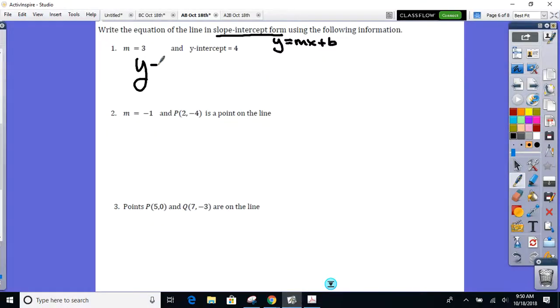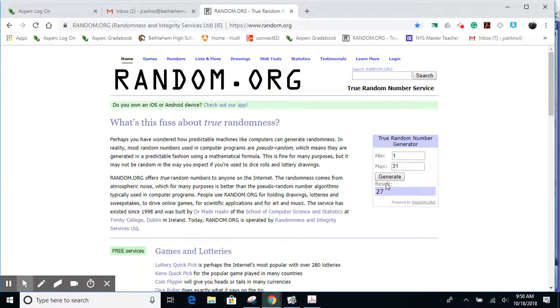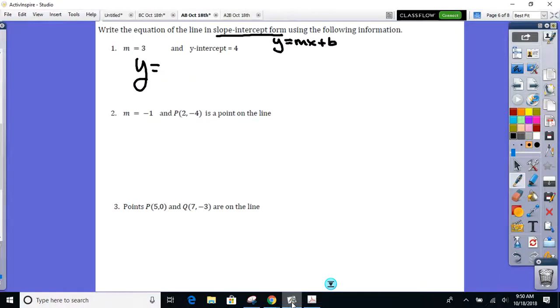Y equals. Okay, yep. Great. Y equals slope, 3x, and then your y-intercept. It's pretty easy when everything's given to you, right? Pretty easy. Number 2, though, I don't give you everything.